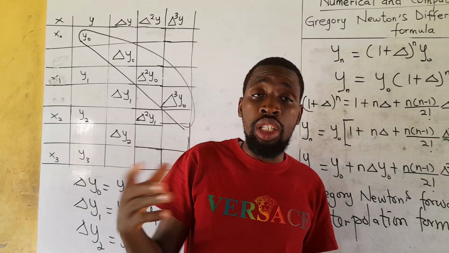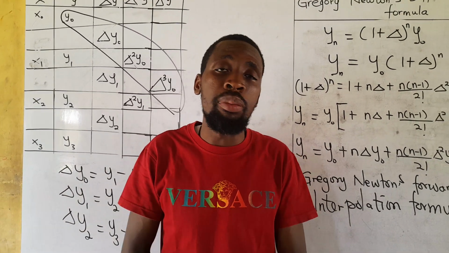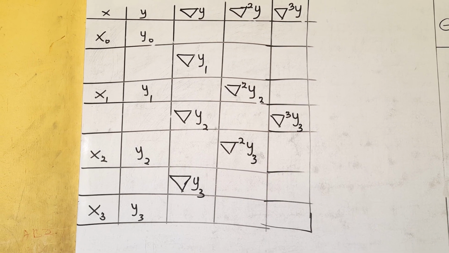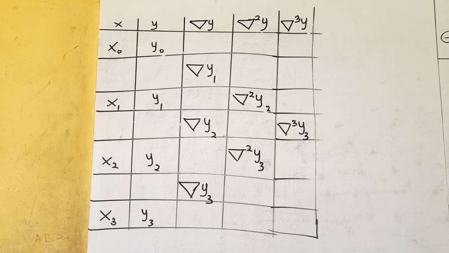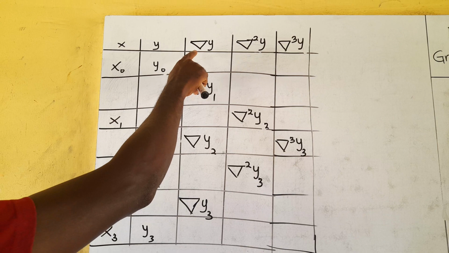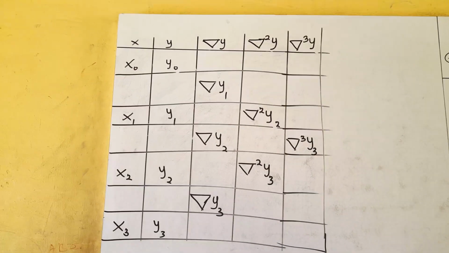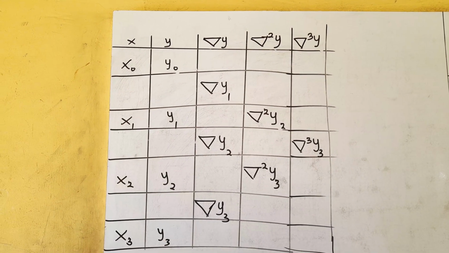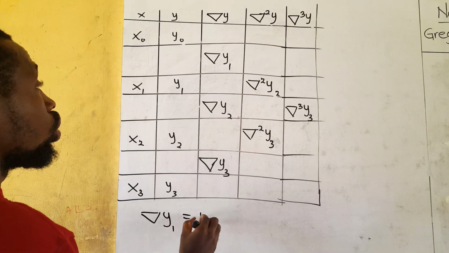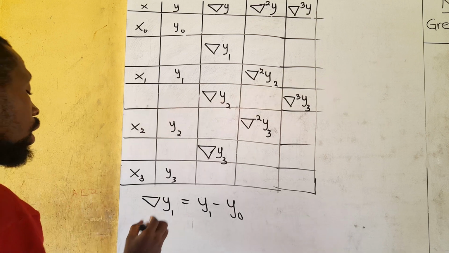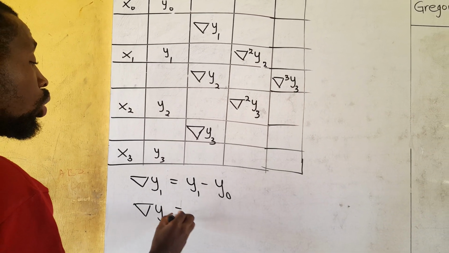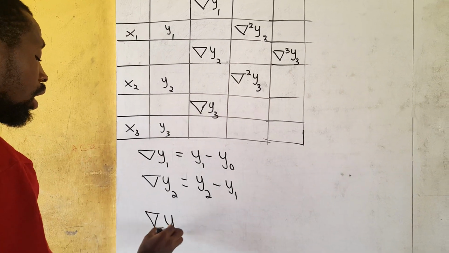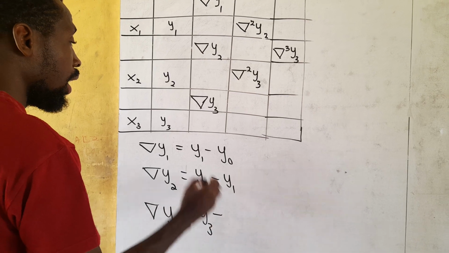Now let's learn how Gregory Newton's backward difference interpolation formula also came about. So our next stop is to look at Gregory Newton's backward difference interpolation formula, having taken you through the forward difference interpolation formula. So this is called the backward difference operator. That's the nabla. It's called nabla. So we can say that this nabla y1 is this value here minus that value. So we can say nabla y1 is equal to y1 minus y0. The same way, nabla y2 will be equal to y2 minus y1. The same way, if we need nabla y3, it will be equal to y3 minus y2.